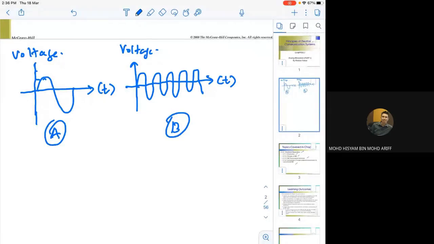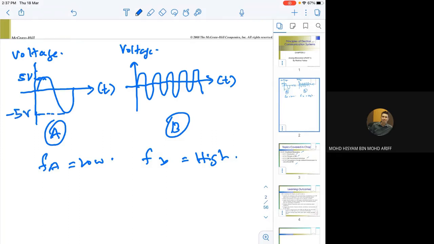The frequency. Okay, so basically, if you see, signal B means frequency is high. Frequency at signal B, high. Frequency at signal A, low. Based on the figure first, let's say for signal A I put 5 volt here, and here, negative 5 volt.